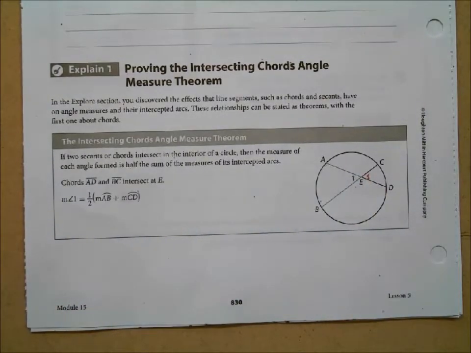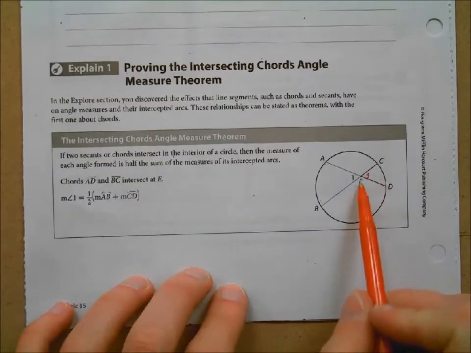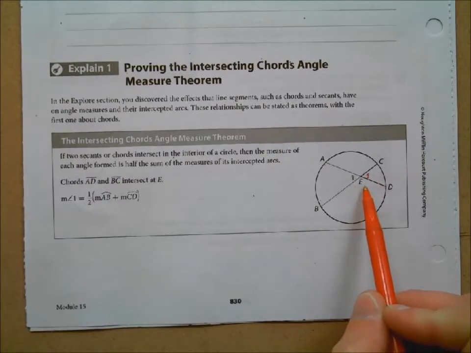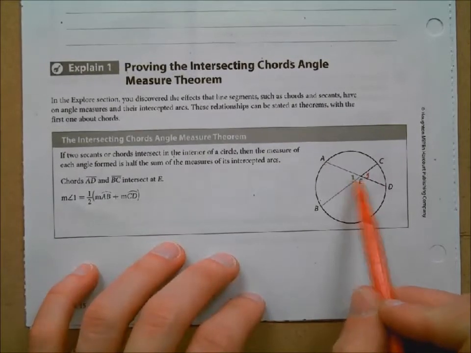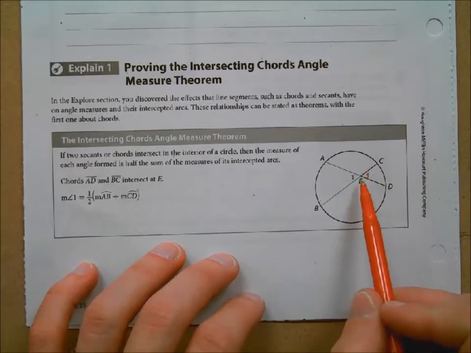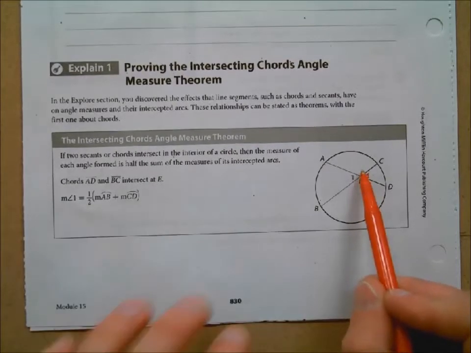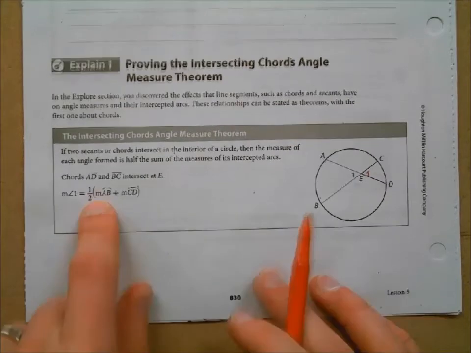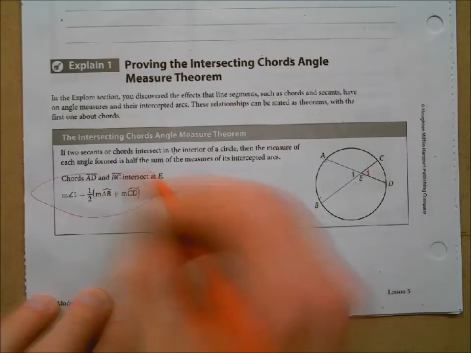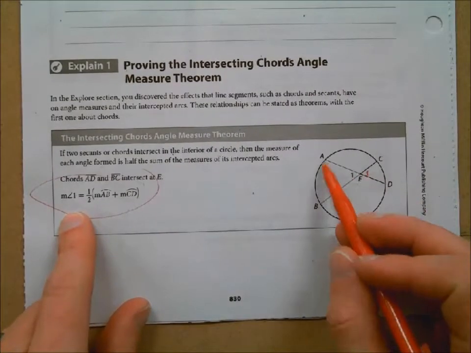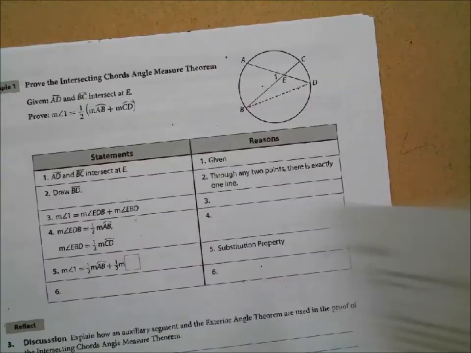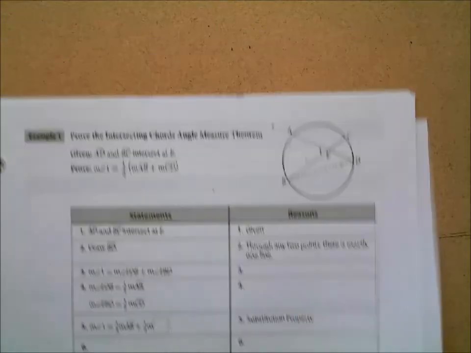How can we find the measure of this angle right here, angle BED, once we have angle 1? 180 minus angle 1. These are going to be supplementary, angle 1 and this one will be supplementary. And once you have this angle, you also have this one because they are vertical to each other. So that's a key relationship right there. Angle 1 is 1/2 the sum of the two intercepted arcs. Let's try it, and again, we're not going to worry about proving it. We'll just jump into some problems here.